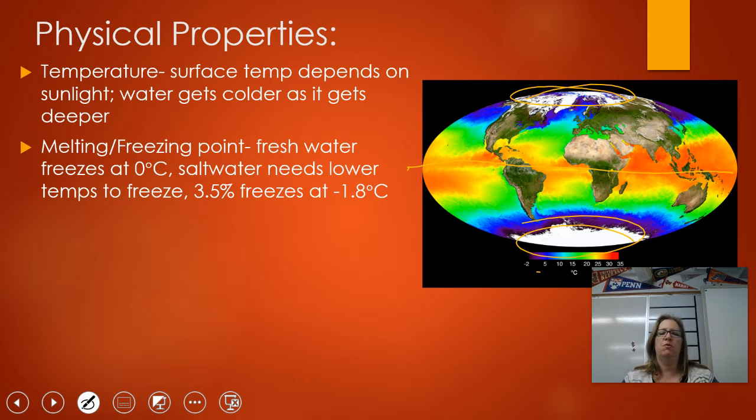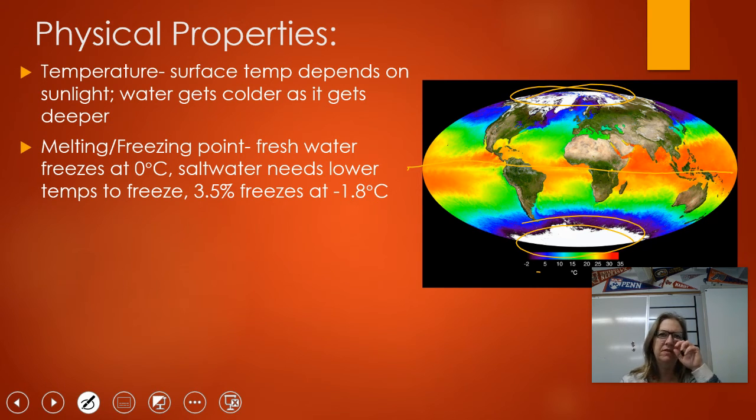The melting and freezing points. Fresh water has a melting or freezing point, it depends on if you're warming it up or cooling it down, of 0 degrees Celsius, okay? So if I cool water down to 0 degrees Celsius, it will freeze. If I heat up an ice cube, it will melt at 0 degrees Celsius, okay? But salt water needs an even lower temperature to freeze. It actually needs to go below 0. So minus 1.8 degrees is when salt water freezes. And remember, it dumps that salt out.